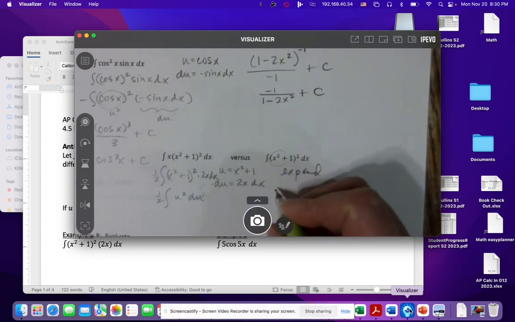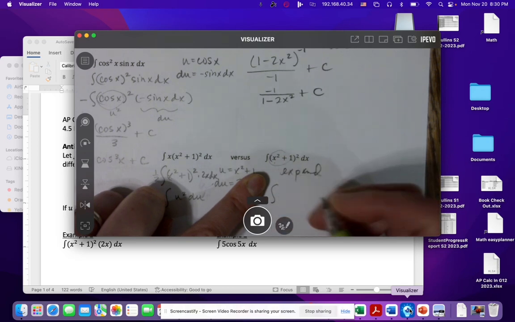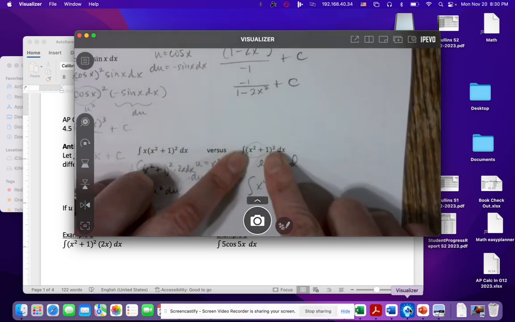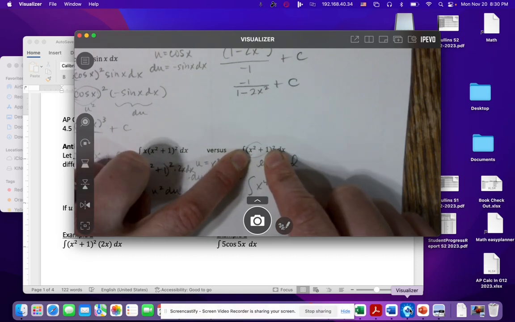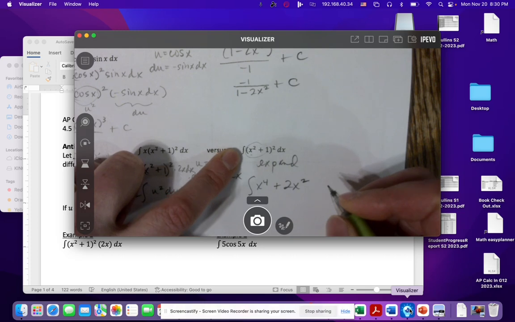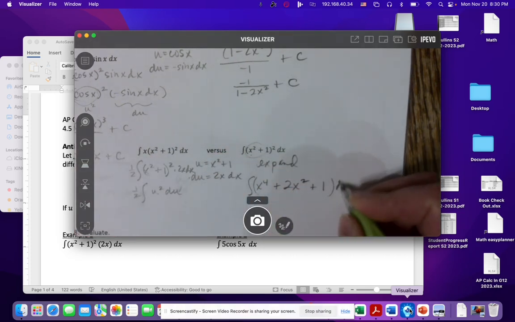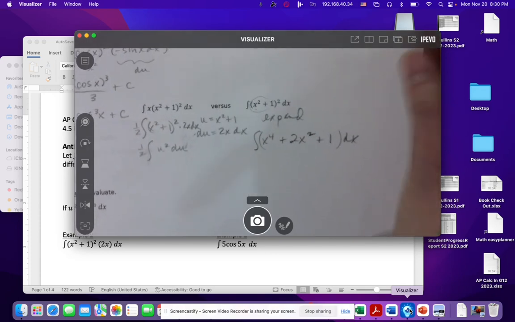So if I am thinking about what happens to my first term, I would take this x squared and square it. So I'd have x to the fourth. My middle term in the trinomial would be my first and second doubled. So I multiply these two and double it. So that'll be a 2x squared. My last term will be the 1 squared, which is just 1, and that's dx. So these are both really easy to integrate now.